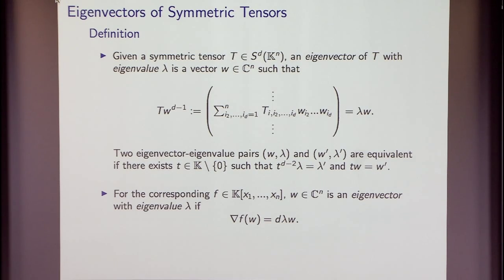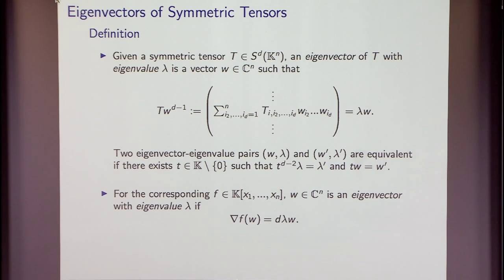One reason to think about polynomials instead of tensors is that w is an eigenvector of T with eigenvalue lambda if, for the corresponding polynomial, the gradient of f at w equals d lambda w, which is a much easier way of writing it than above.